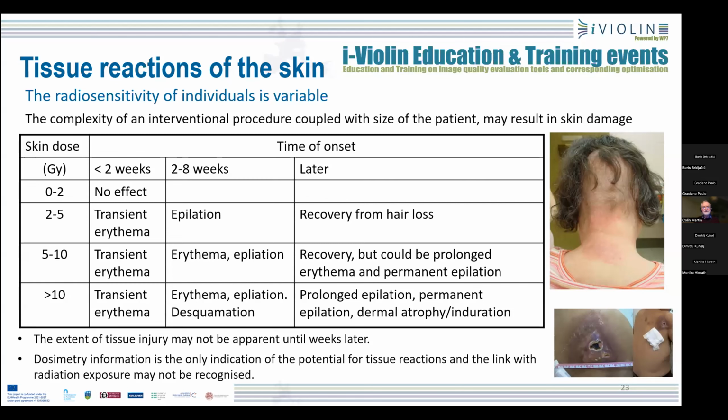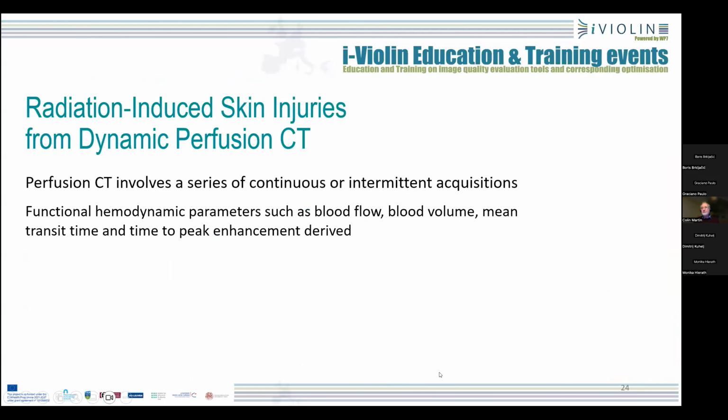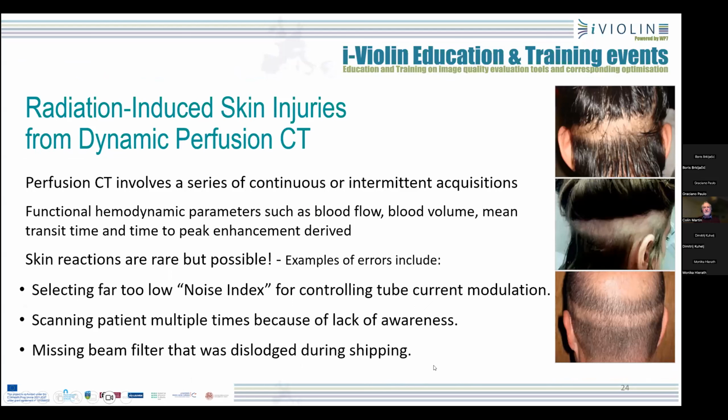So dosimetry information is the only indication of the potential for tissue reactions and the link to radiation exposure. It may not otherwise be recognized. And you've probably all been aware of the results for a clinic in the States, where there were a whole series of patients who had lost hair and had erythema in bands around the head, because there's a certain examination looking at CT perfusion of the brain where you do a whole series of scans on the same place.